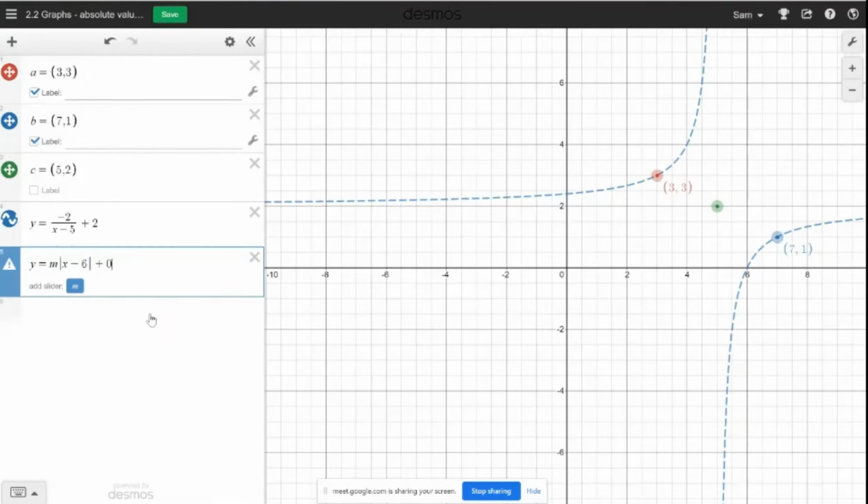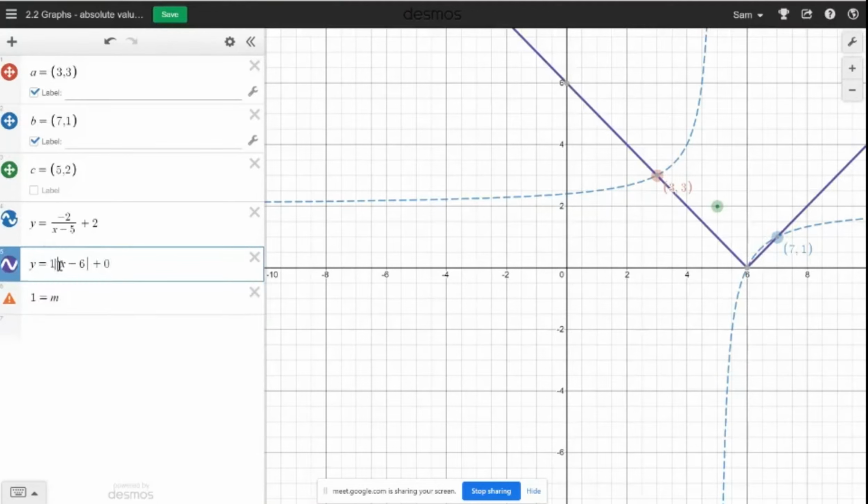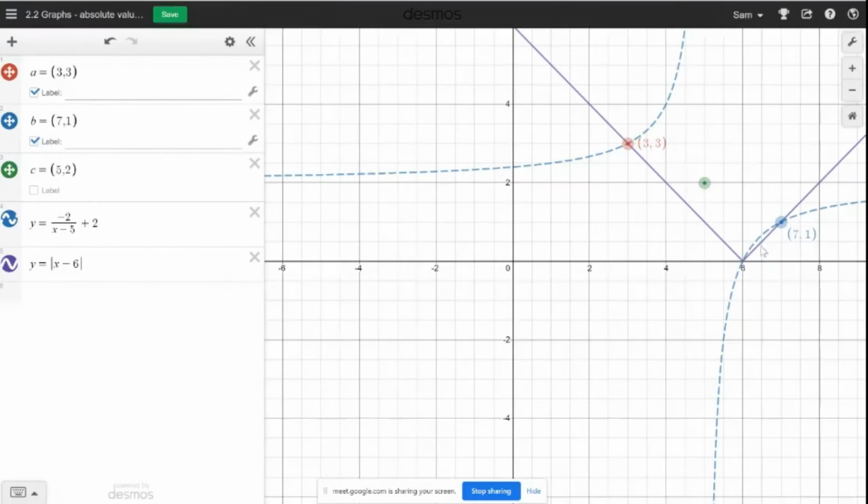Now we need to find the gradient, the gradient from there to there. We can substitute in that point (7, 1). When y is 1, x is 7, and the shift up is 0. 7 minus 6 is just 1, so m equals 1. The gradient was 1, and it had moved up by nothing. That works. It's pretty cool. We find an absolute value function between these 2 points. That was a lot quicker than what we did before.